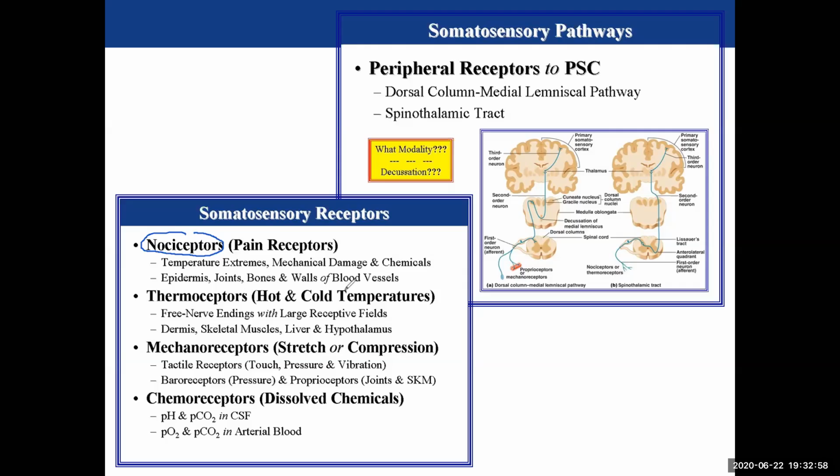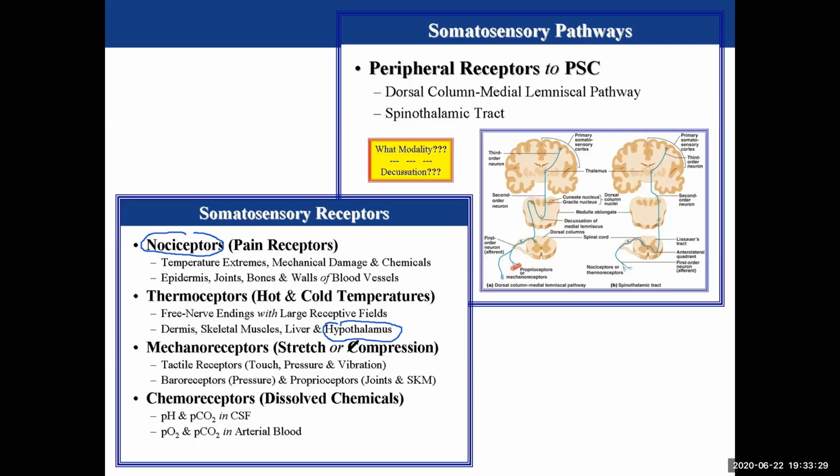Thermoreceptors detect temperature. So free nerve endings or bare nerve endings in the epidermis, located in epidermis rather than dermis, skeletal muscle, liver, and hypothalamus, because hypothalamus is our natural thermostat. So it can reset your body temperature. That's a very important neural structure. Remember this hypothalamus, it also controls the endocrine system, but it is part of the nervous system.